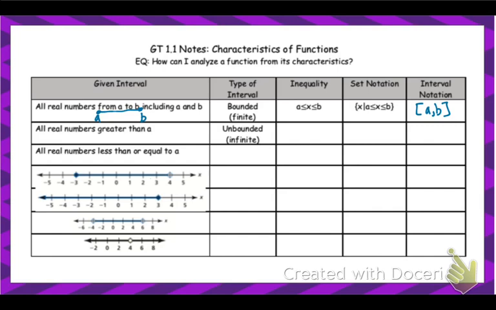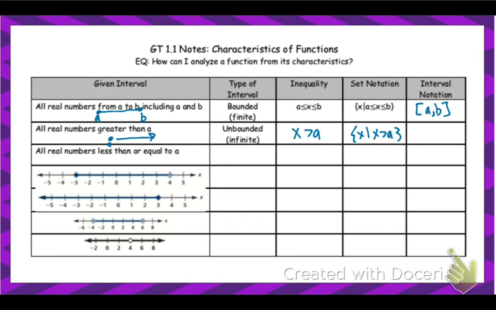All right, so now the next one, all real numbers greater than A. So we're basically saying from A, everything that's greater. So this is an unbounded or infinite interval. It keeps on going forever. So in inequality notation, we would say that those numbers are everything that are greater than A. In set notation, I would just have x is greater than a.